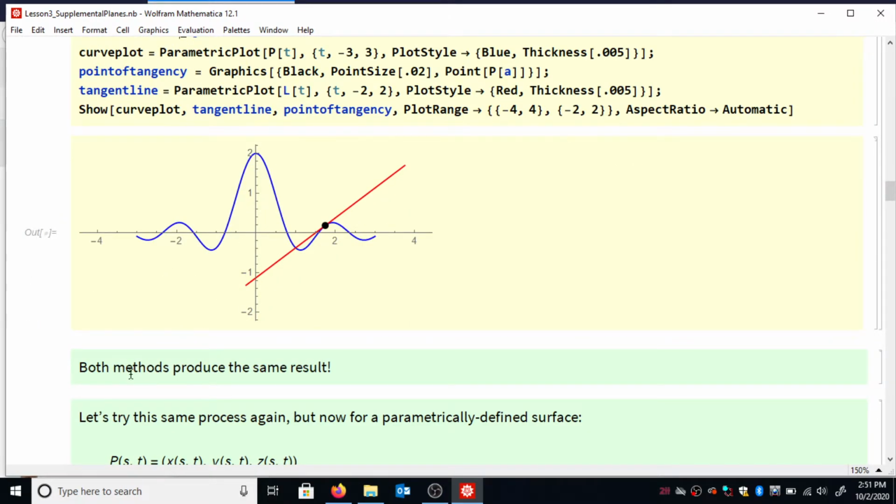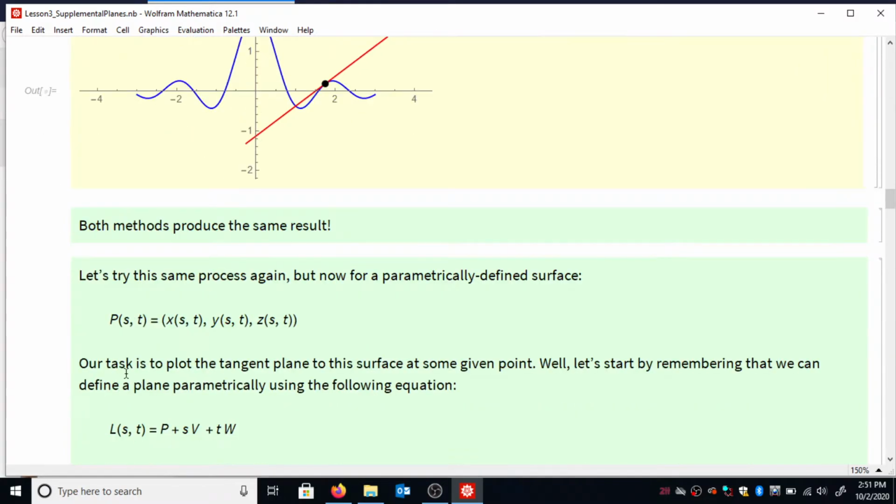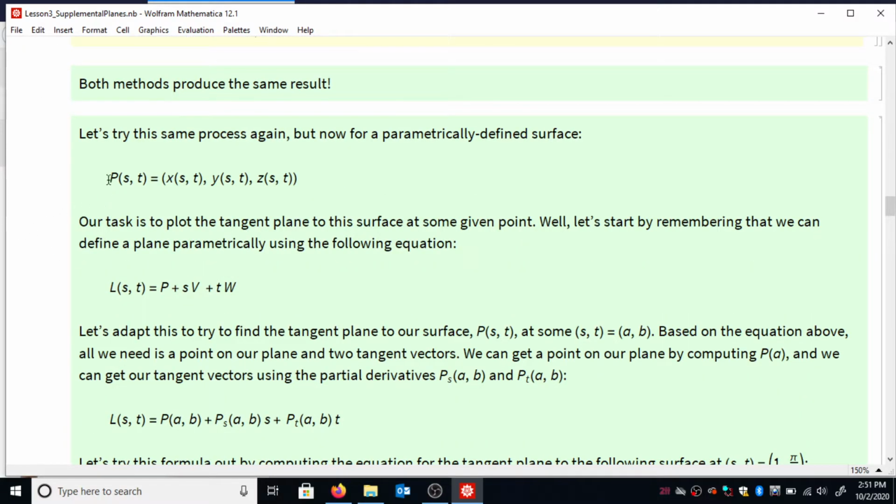Now we're going to repeat this process again, but we're going to try to do it for a parametrically defined surface. Now this looks pretty similar to what we saw above, but now we have P of s comma t, so two parameters give us some x of s t, y of s t, z of s t. Basically, we have a surface living in three-dimensional space because we have an x-coordinate, a y-coordinate, and a z-coordinate. And now we depend on two parameters, not just one, because we have a surface. So again, our task is to plot a tangent plane to this surface at some given point.